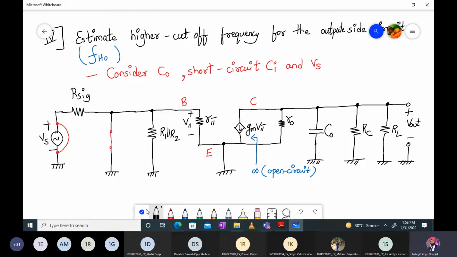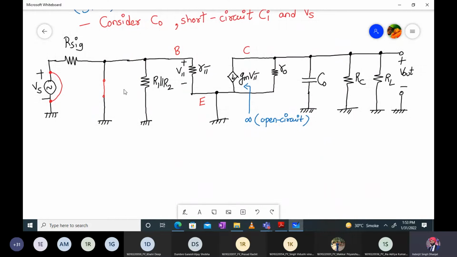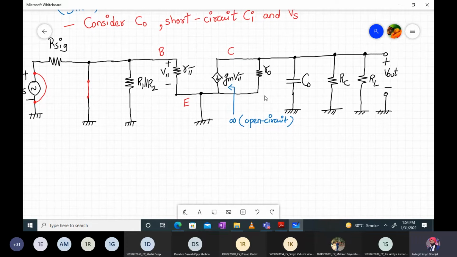Correct? And now again, we can do it very easily. If this is a short, the R1, R2 resistance becomes redundant. Even the R pi value of resistance becomes redundant, because this is a short. So the base emitter side is entirely gone, short circuited. And what about this current source? It's again an open circuit. Why? Because the impedance offered by the current source is infinite. And then we are left with this network over here, right?